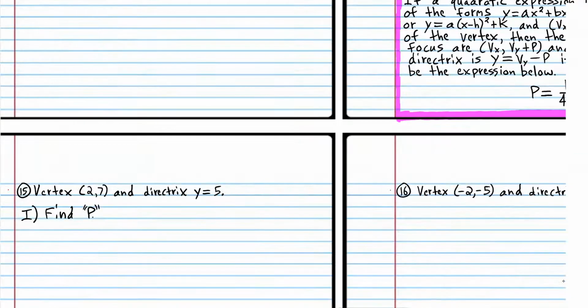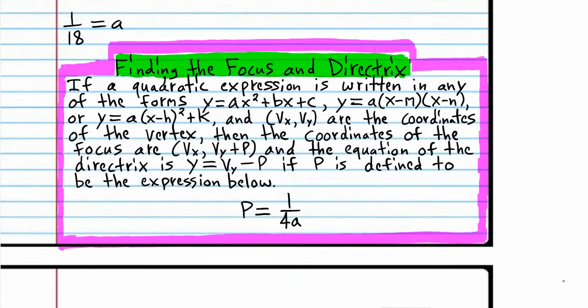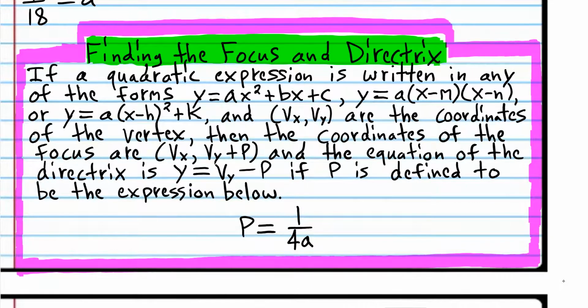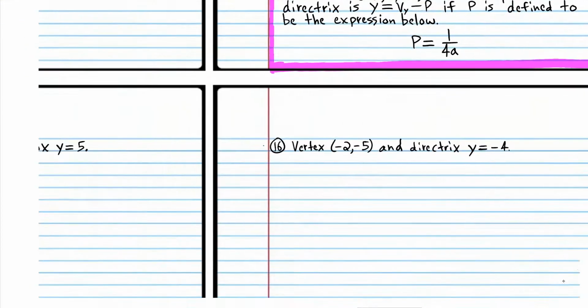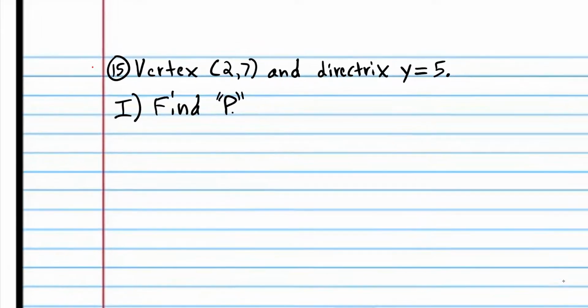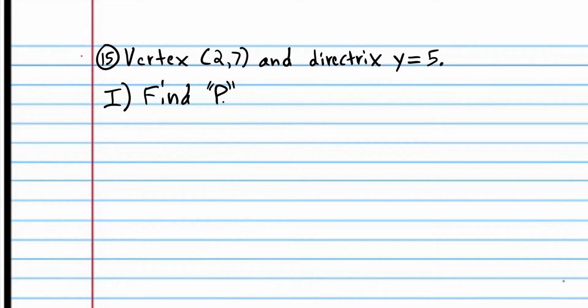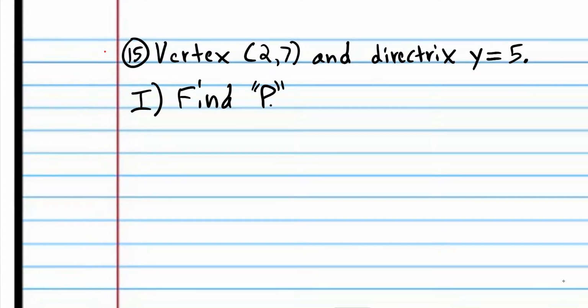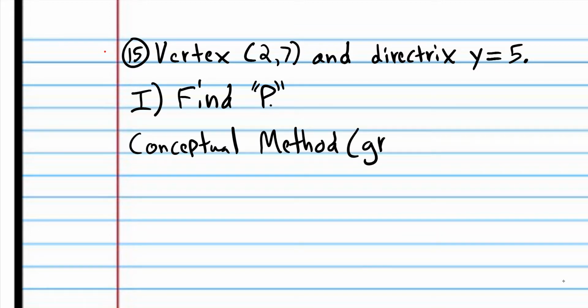In fact, I'm going to give you that here. This is review information. You can take a screenshot of that if you want to. That's where we got that. We're going to use this information in the next 5-6 problems. So we first need to find P, and then we're going to use that to find A. Now, there's a couple different ways you can do this. I'm going to first show you what I call the conceptual method, which is really just picturing the graph in your head.